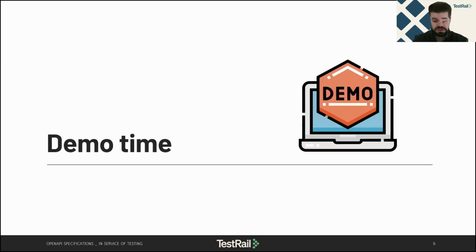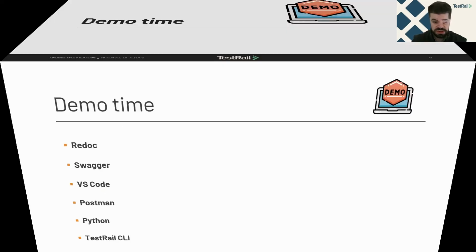So without further ado, let's go straight to our demo time. So this was just a very brief introduction to API testing, APIs, and OpenAPI specifications. But what I really want to show you today is how you can leverage these specifications, what kind of tooling is available in the market, and then we'll finalize with what we are planning for TestRail using our TestRail CLI. We have some new features planned using API specs. So let's go straight into this.